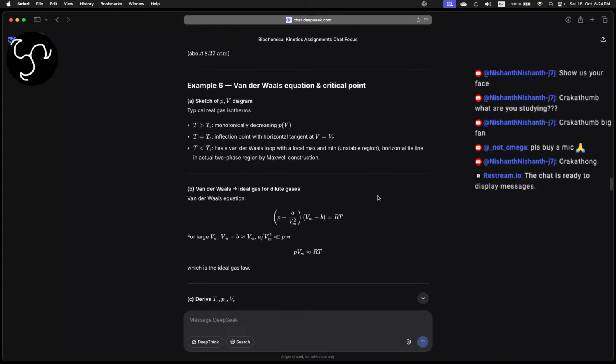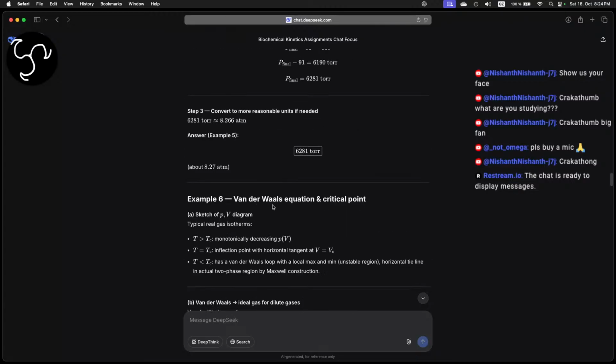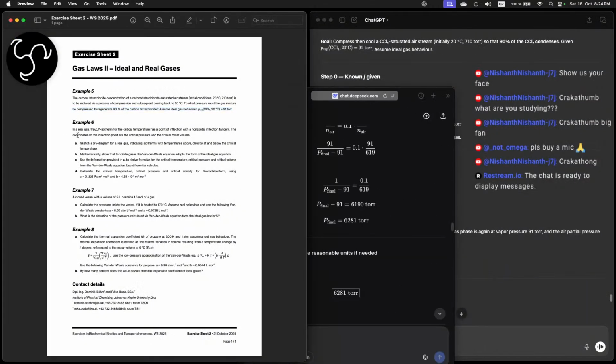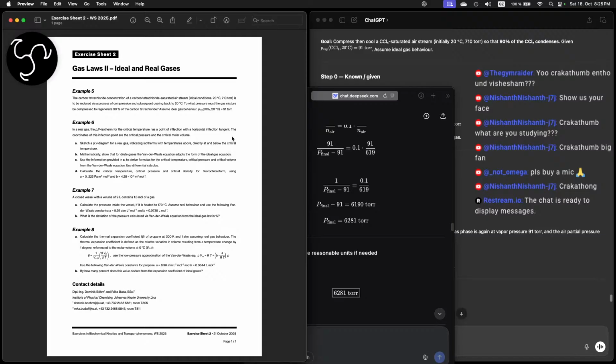C2. Next. Van der Waals equation and critical point. What is the question? In a real gas, the PV isotherm for the critical temperature has a point of inflection with a horizontal tangent. The coordinates of this inflection point are the critical pressure and critical molar volume.